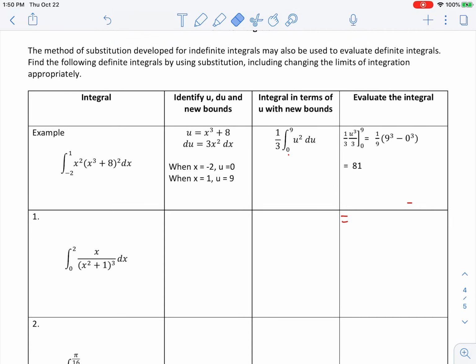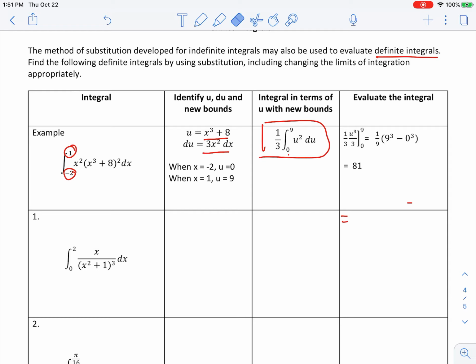The method of substitution that we use for indefinite integrals can also be used for definite integrals. Remember, a definite integral is basically when you have bounds here. So you would go ahead and integrate like you did using the u substitution idea. So the inside function u is x cubed plus 8, du is 3x squared. Rewrite it in terms of u, and then take the antiderivative, so add 1 divided by the power.